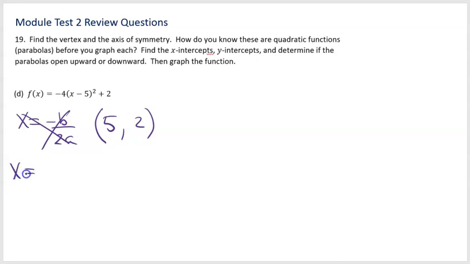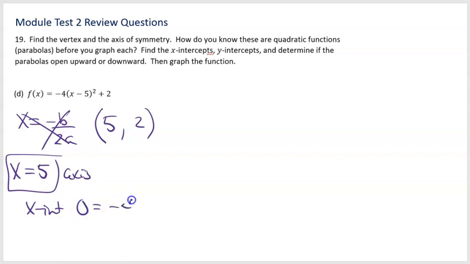My axis of symmetry is x equals 5, so that's always easy as long as you have the vertex. Now my x-intercepts, remember what you do is you set the whole function equal to 0. Now if you want to, once again, you can multiply all that out, but I have a trick. When it's in this form, I say a trick, it's just doing algebra to solve it.